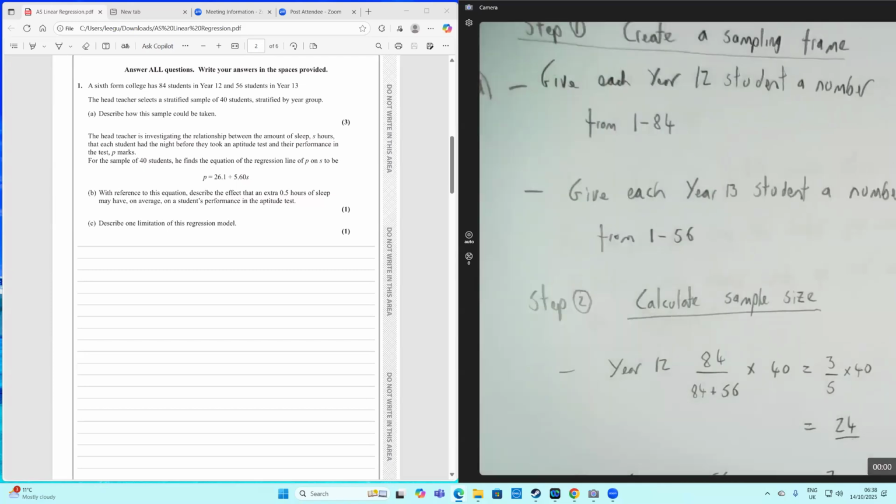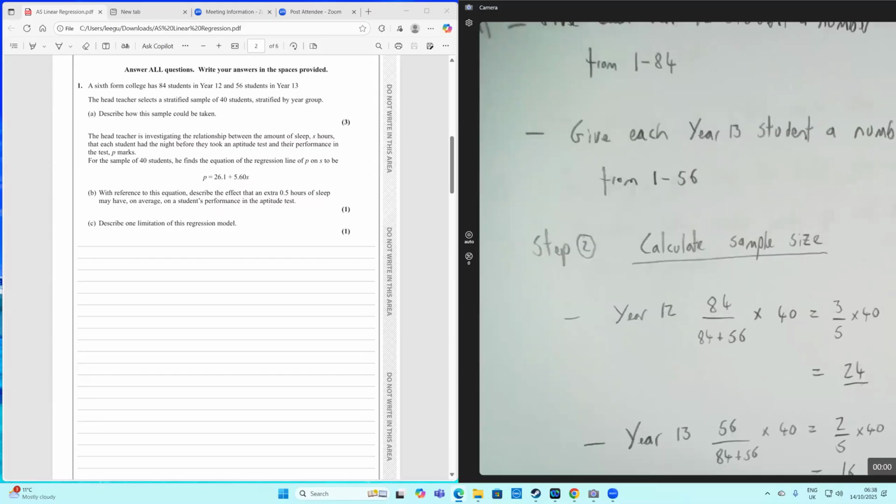Perfect. Now, the head teacher is investigating the relationship between the amount of sleep, S hours, that each student had the night before they took an aptitude test and their performance in the test. So this is now the correlation part of this question.